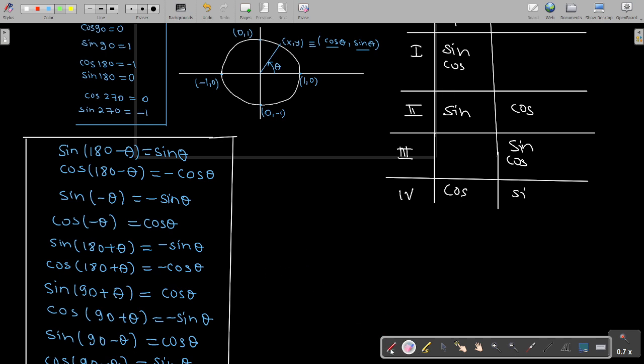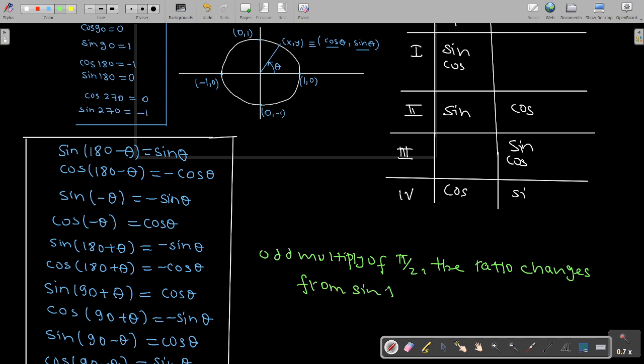If it's an odd multiple of pi by 2, the ratio changes from sine to cos and vice versa. So if it's 90 or 270, then it changes. Just remember that. And if it's 180 or 360, then there's no problem.